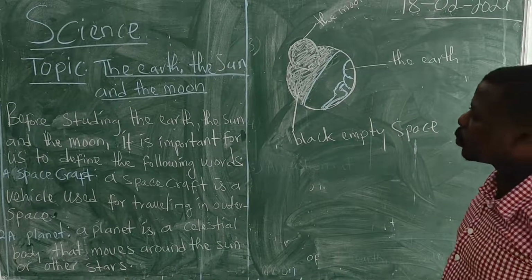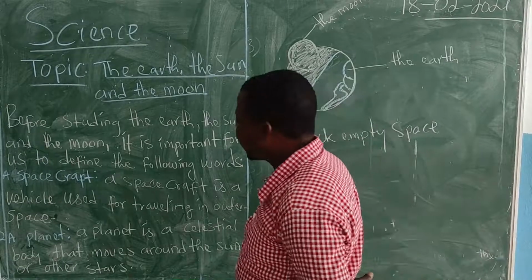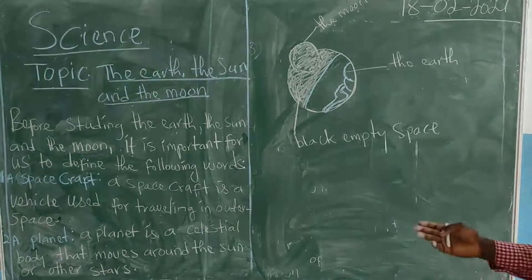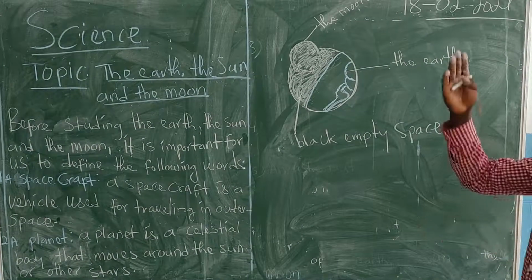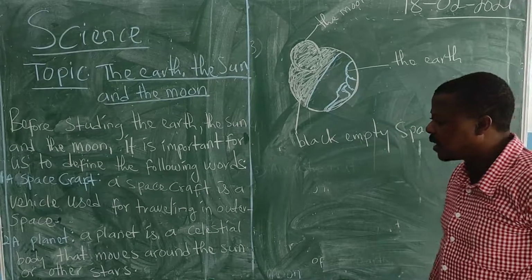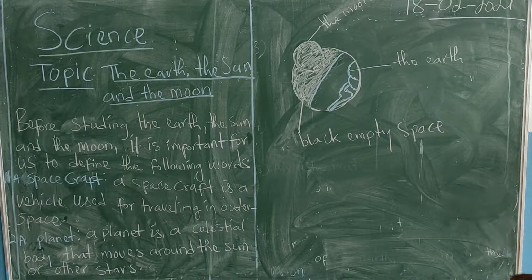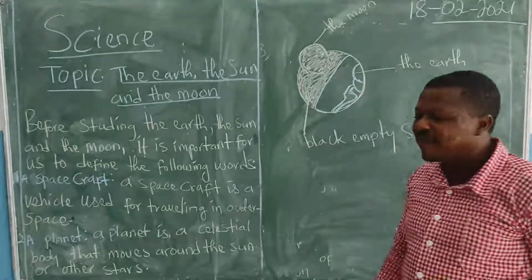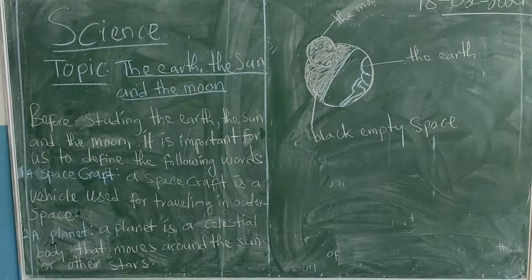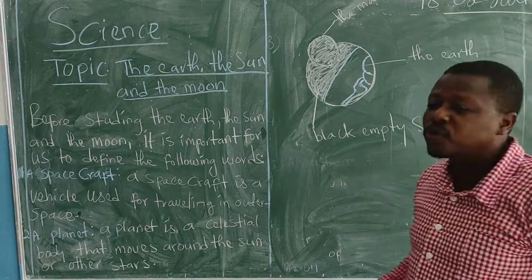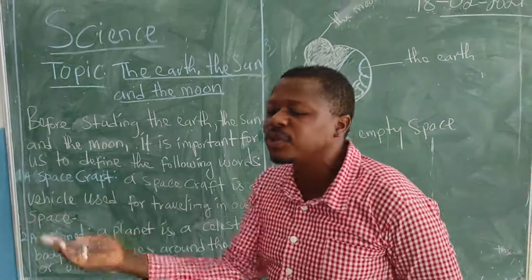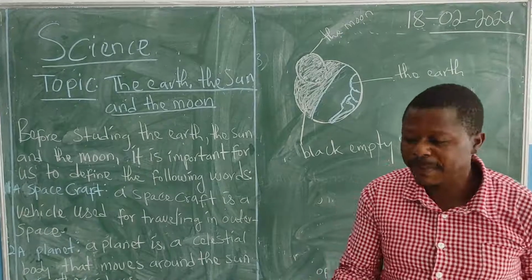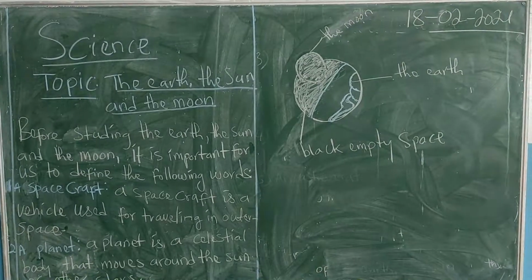And one of those words is spacecraft. We said that a spacecraft is a vehicle that is used to travel into outer space. So if a spacecraft is a vehicle that is used to travel into outer space, what do astronauts use? Astronauts therefore use spacecraft to travel into outer space.